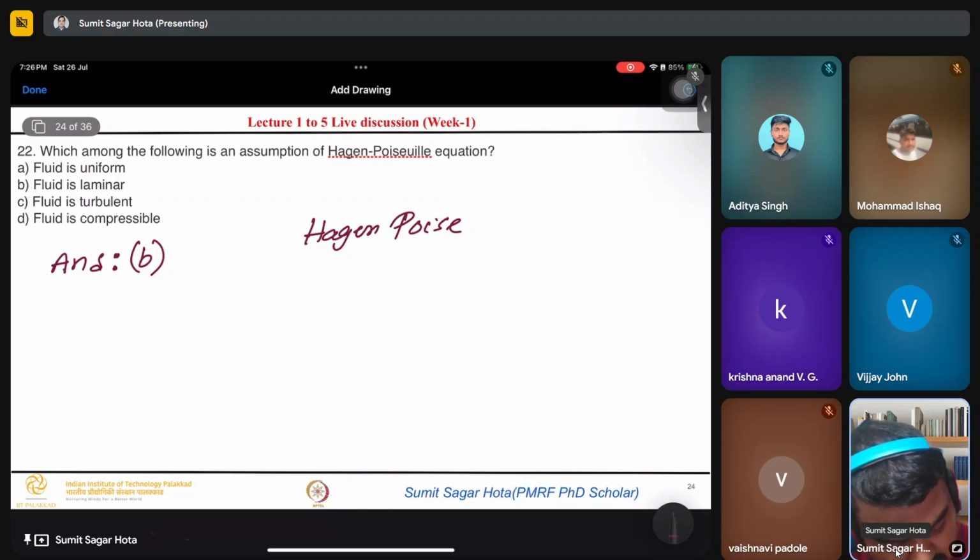Hagen-Poiseuille flow. Yes, I can show you one example of how it looks.